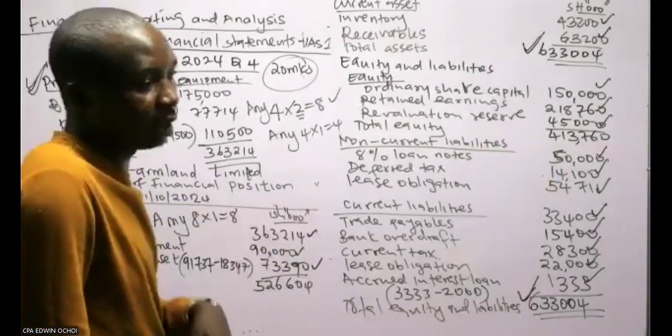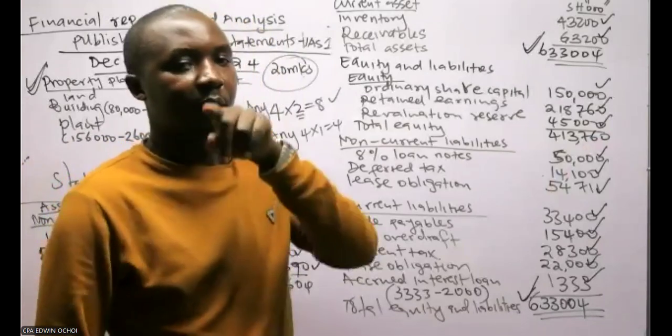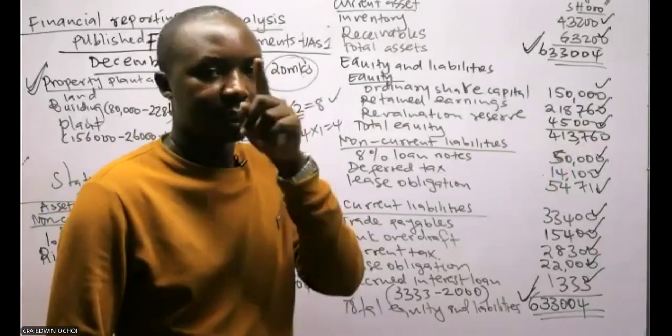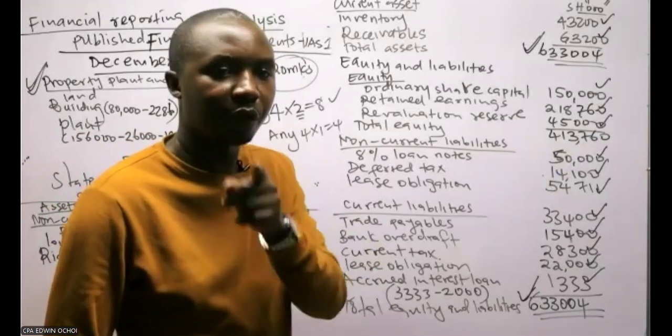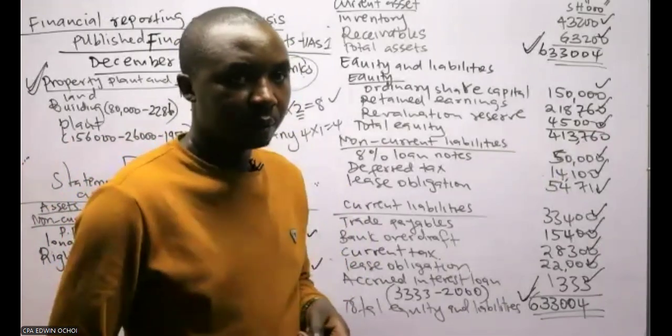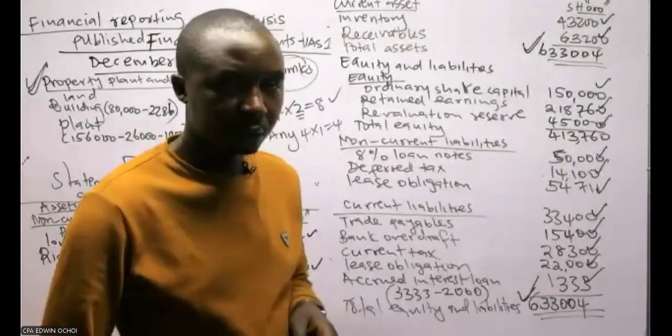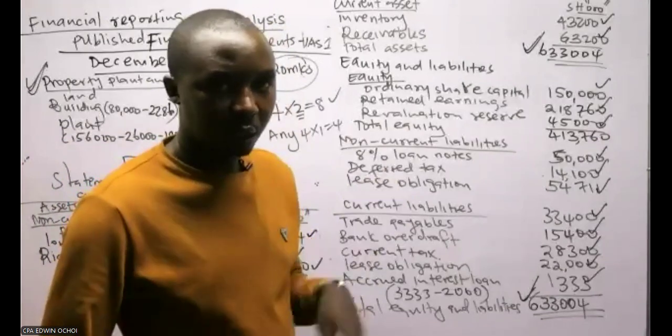You see, what is needed? The examiner needs what? Statement of profit or loss. Statement of changes in equity. Statement of financial position. Those are the ones which are marked. Those workings, that is your work.